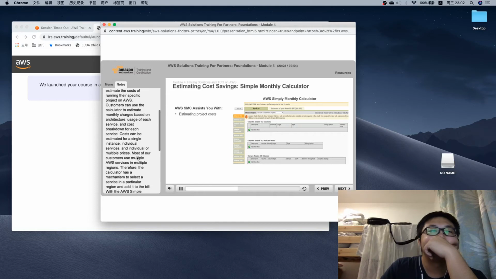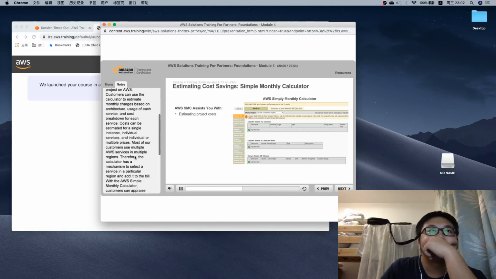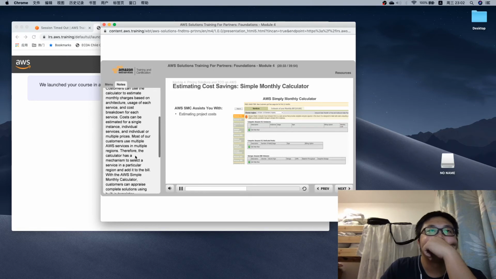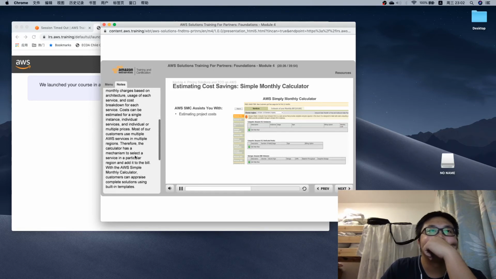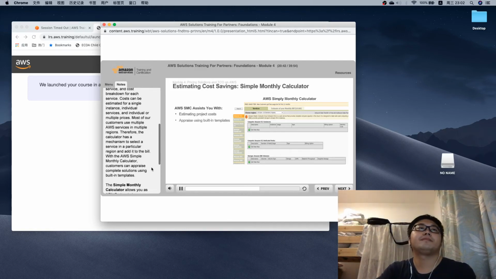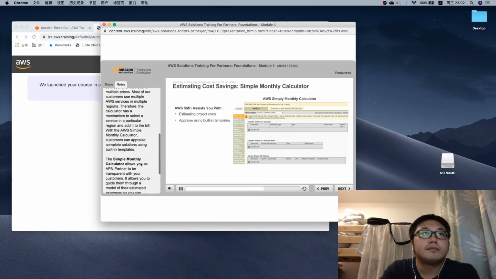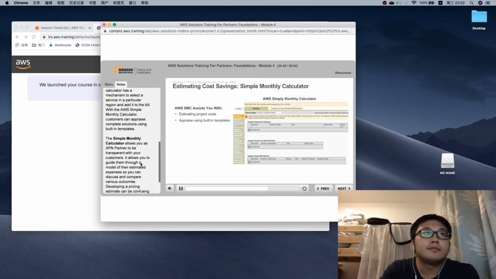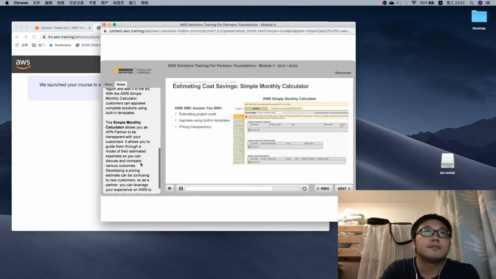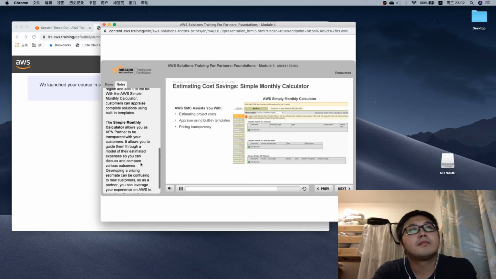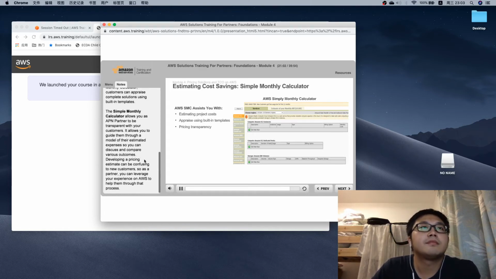Most of our customers use multiple AWS services in multiple regions. Therefore, the calculator has a mechanism to select a service in a particular region and add it to the bill. With the AWS Simple Monthly Calculator, customers can appraise complete solutions using built-in templates. The Simple Monthly Calculator allows you as an APN partner to be transparent with your customers. It allows you to guide them through a model of their estimated expenses so you can discuss and compare various outcomes. Developing a pricing estimate can be confusing to new customers, so as a partner, you can leverage your experience on AWS to help them through that process.